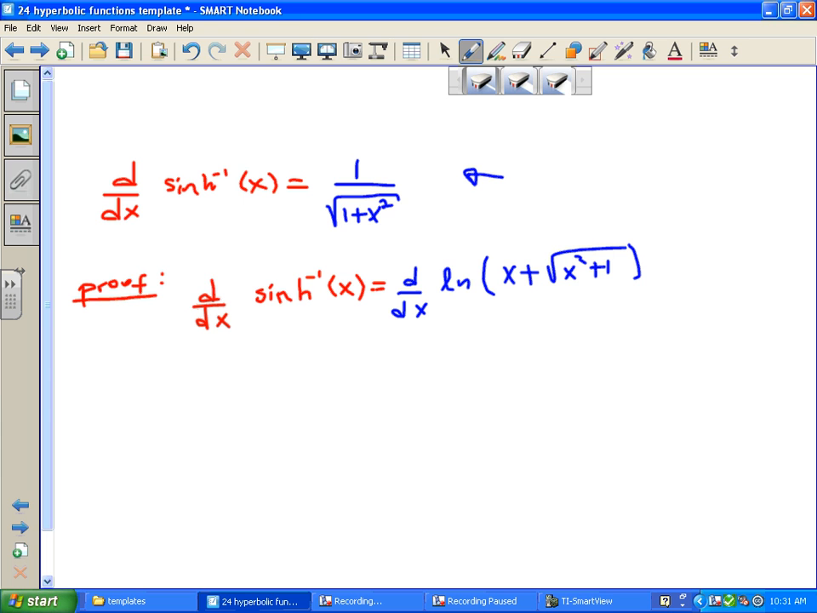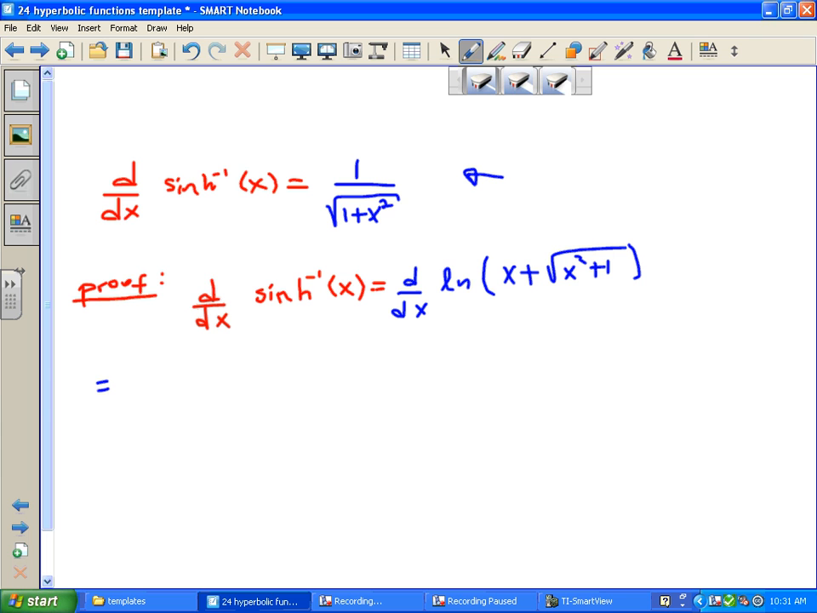Think of this as natural log of u. What is the derivative of natural log of u? Now, this little part by itself is a good review question for the final. We're reviewing what is the natural log of u, where u is a function of x. How do we find the derivative of something like that?